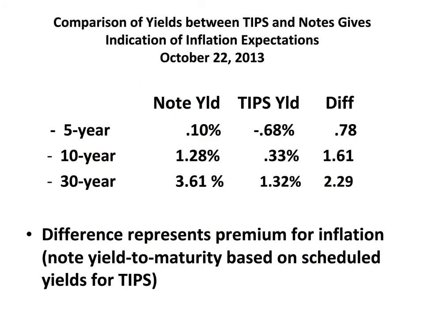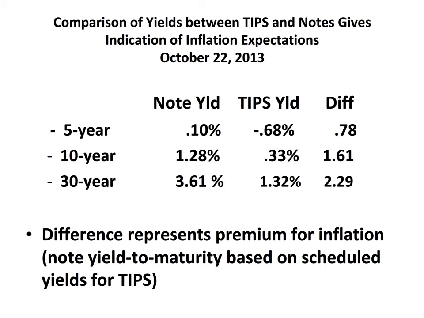The TIPS yield, or yield to maturity on TIPS, will differ from normal Treasury notes. Here's an example on October 22nd, 2013. The 5-year note has a 0.1% yield. Our TIPS yield is minus 0.68%. It's negative. It's based on the scheduled payments, so when we calculate those yields to maturity, it does not consider changes in the coupon and par values. If you look at the difference there, that is the premium for inflation, and it's generally viewed as your expectation for the inflation rate.